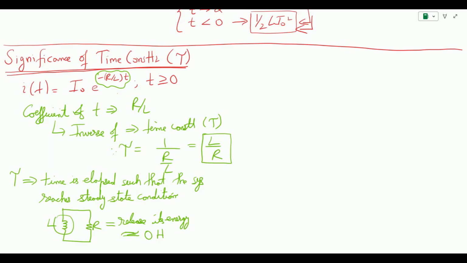So this is another kind of a parameter that helps us understand the system behavior in order for it to reach its steady state condition. So this means that all the expressions that we have generated for current and voltage can be written in terms of tau, which means the equation for current can be written as I naught e raised to power minus t by tau for t greater than or equal to 0.